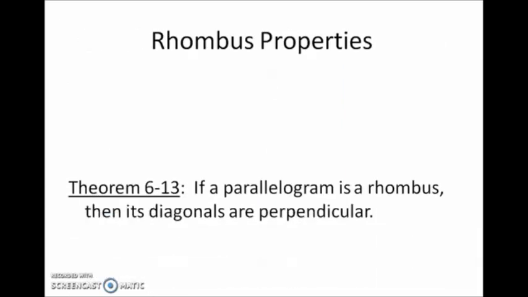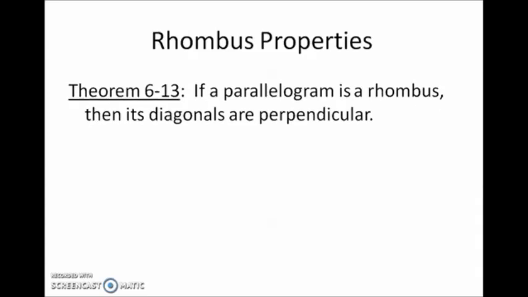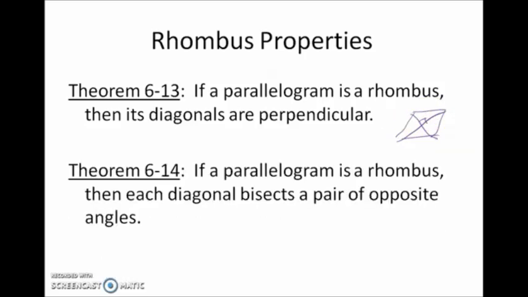All right, and let's talk a little bit more about some properties that involve diagonals with these special parallelograms. If a parallelogram is a rhombus, then I know its diagonals are perpendicular to each other. So if I have diagonals, they are perpendicular. Now, if I know a parallelogram is a rhombus, I also know that the diagonals bisect a pair of opposite angles. So here and here, here and here, they're bisected.